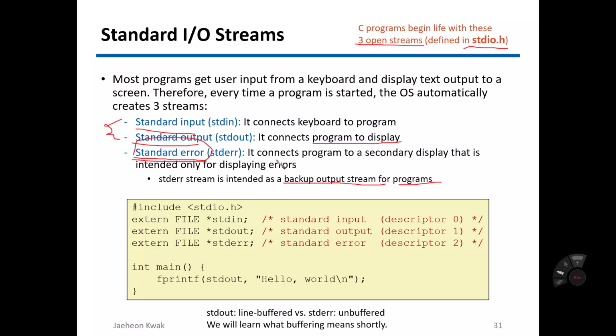We usually use standard error to print out errors. And there is a difference between standard output and standard error. Standard output is line buffered and standard error is unbuffered. We will learn what this buffering means shortly.